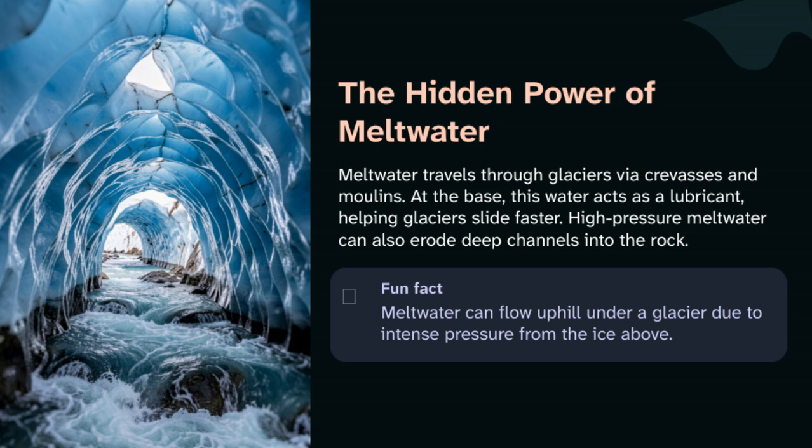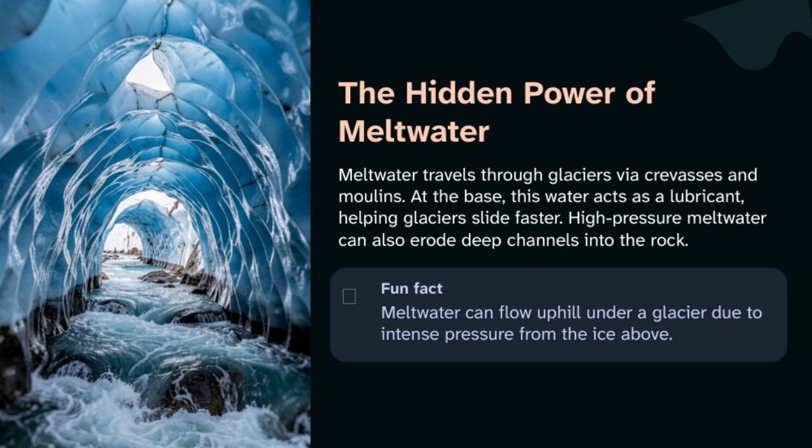Eventually, meltwater can reach the base of the glacier. Once it is there, it has two important effects. First, meltwater acts as a lubricant. It reduces friction between the glacier and the bedrock, helping the glacier slide more easily. This process is linked to basal slip, where the glacier moves over its bed. If the glacier can slide faster, it may also erode more effectively.